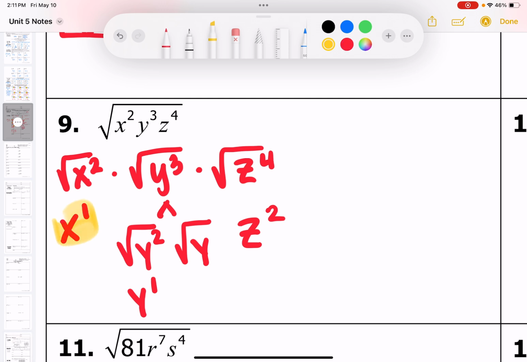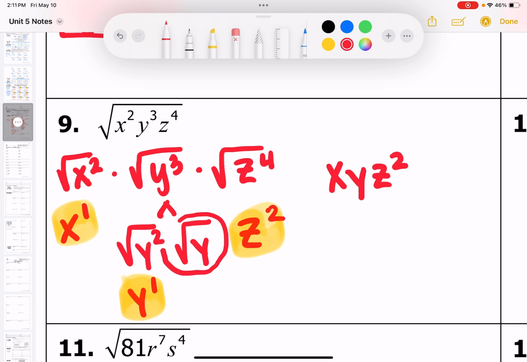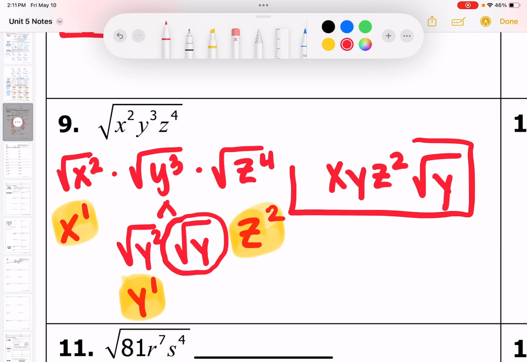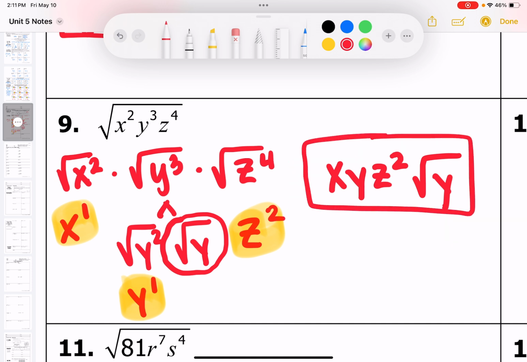So, everything that's not under a square root, I'm going to write first. And then what is left under the radical, or the square root, I'm going to write last. All right, and you can put the 1s with those numbers if you want to, but you don't have to put the 1.